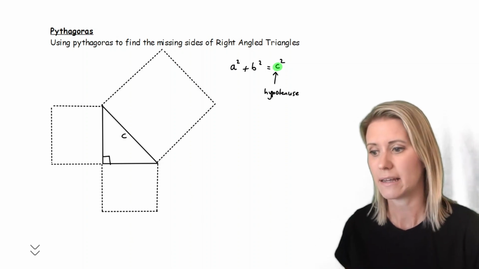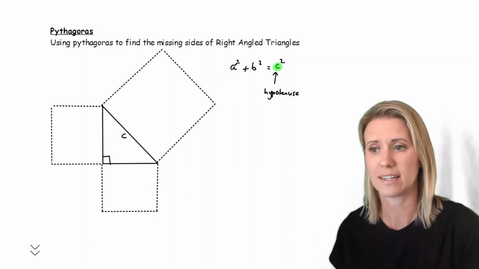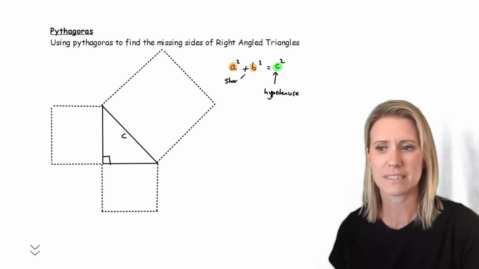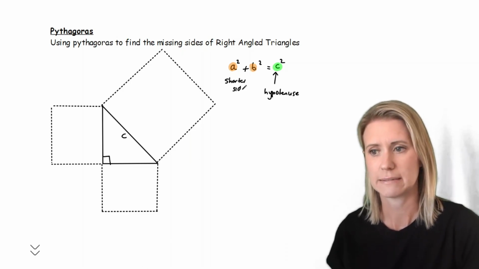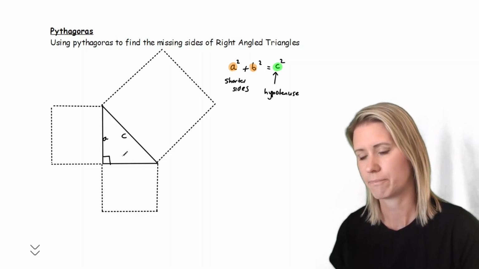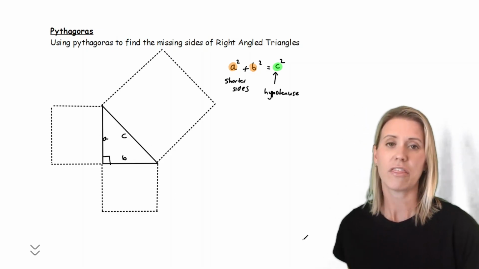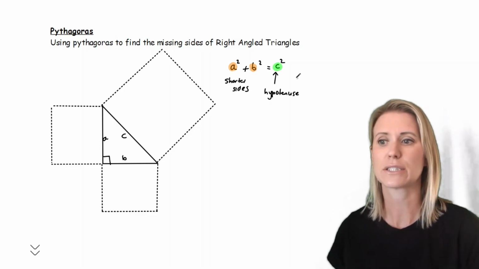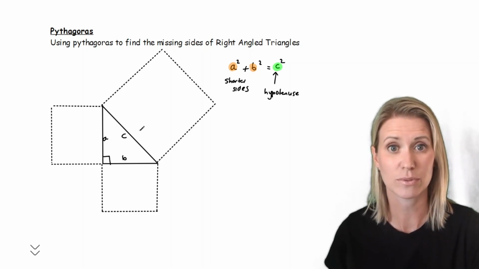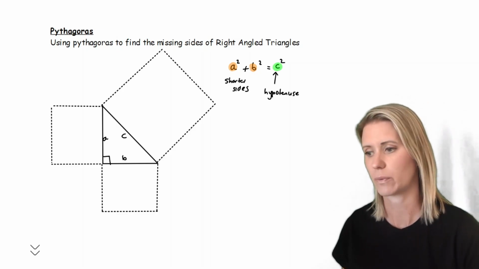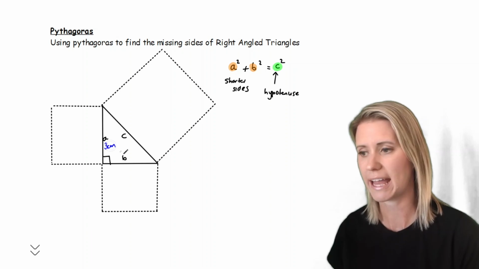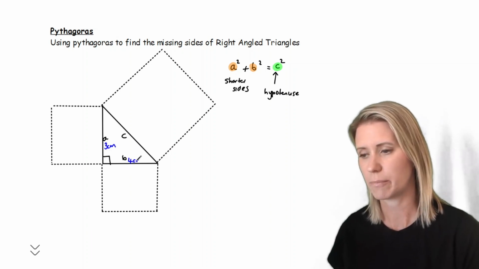A and B are effectively the shorter sides, okay? So A and B are the shorter sides, and it doesn't matter the order in which you put those. So A and B, I'm going to label them A and B. And the theorem is this, that if we square the two shorter sides and add them together, it's equal to the hypotenuse squared. So let's give some values of 3 centimetres for A and 4 centimetres for B.